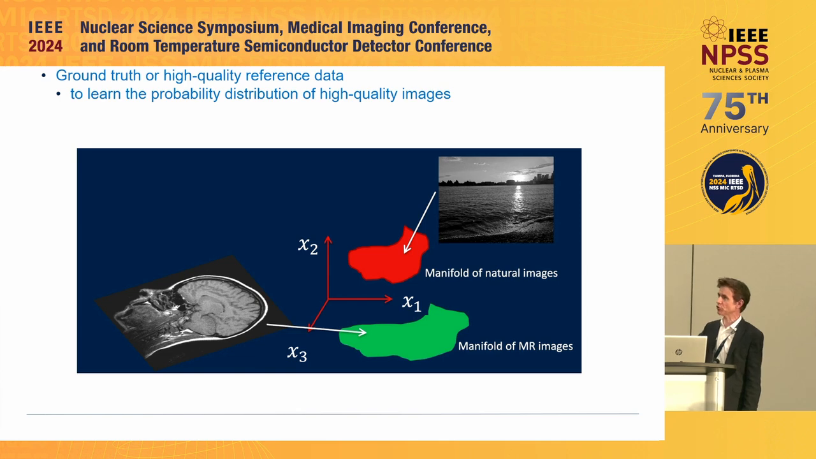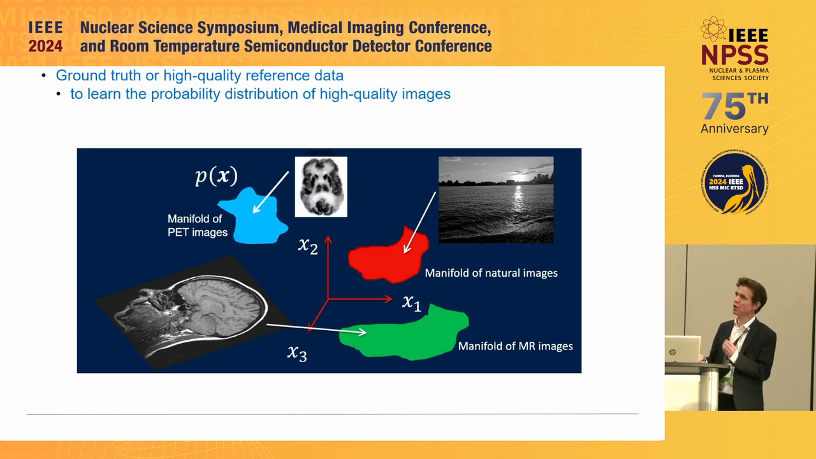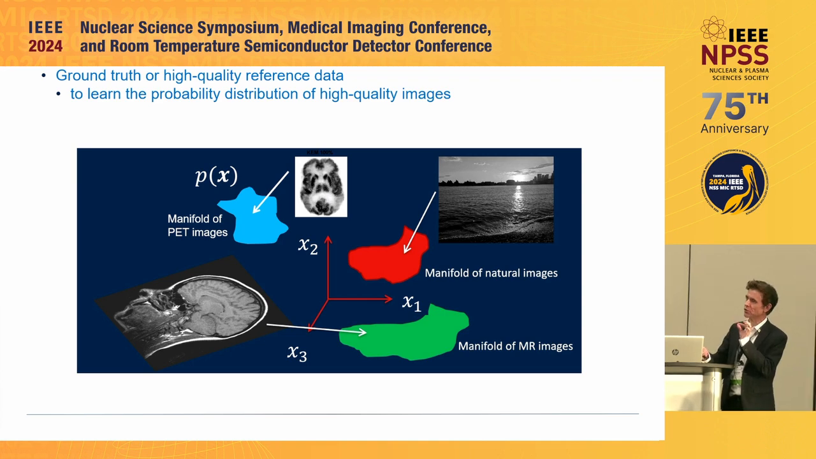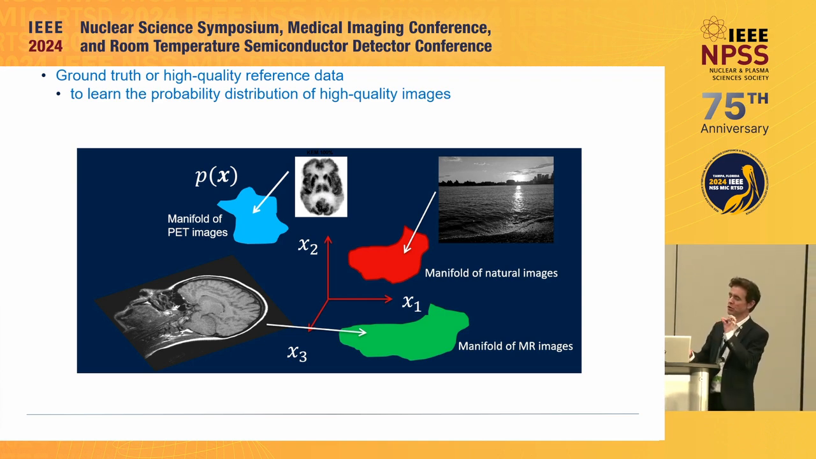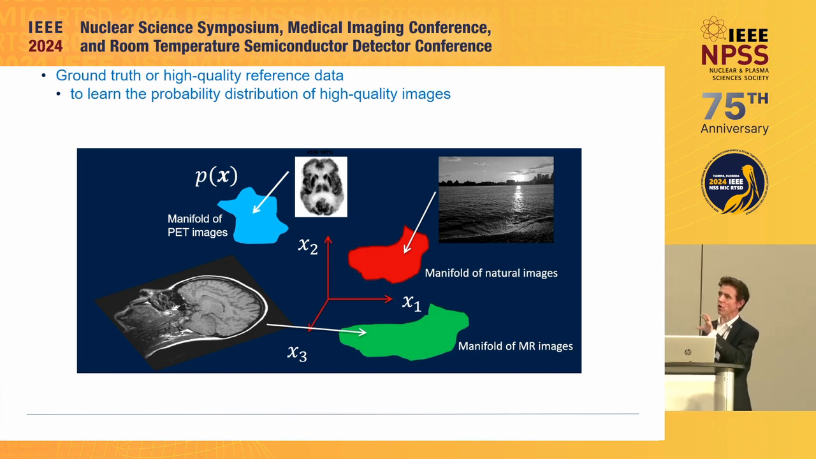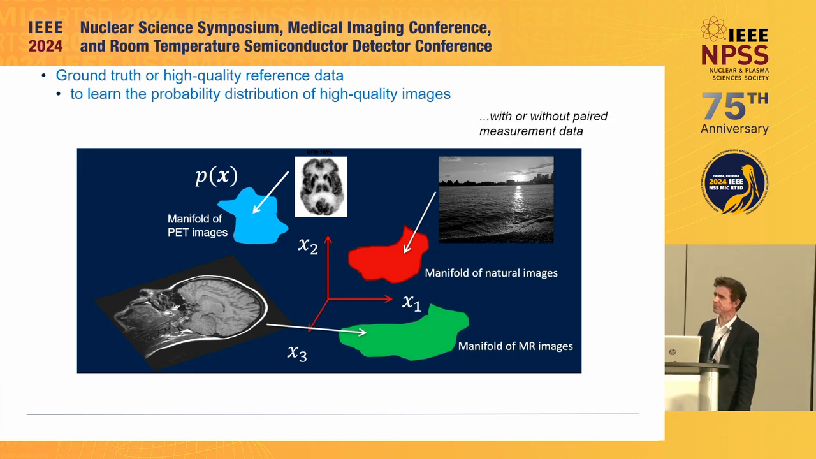Likewise, we could have natural images in the top right corner here. This is a picture of the Thames. And they would also occupy another manifold of that vector space. And of course then, high-quality PET images would occupy yet another manifold of that high-dimensional vector space. And now what we're saying is that for any given point in that vector space, we can assign some probability P of that particular image X. And then if we've got a noisy PET image, what we'd want to do is try and get that to sit somewhere on that high-quality manifold, but obviously whilst being consistent with the data.